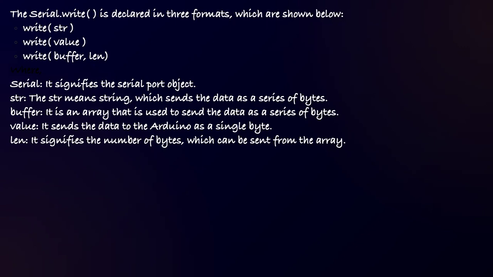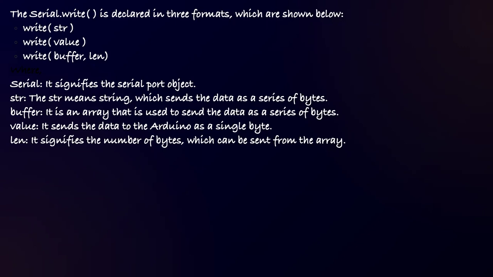Now, Serial signifies a serial port, of course, as we know from the beginning. STR, of course, means string, which sends the data as a series of bytes. Since it's a string, it's a series of bytes. Buffer is an array that is used to send the data as a series of bytes. That's the work of buffer. Value sends the data to the Arduino as a single byte.